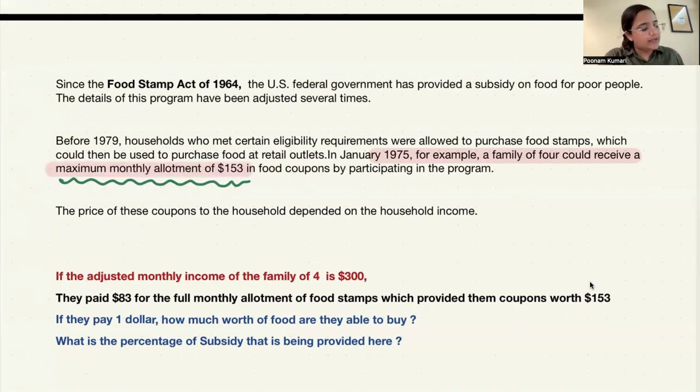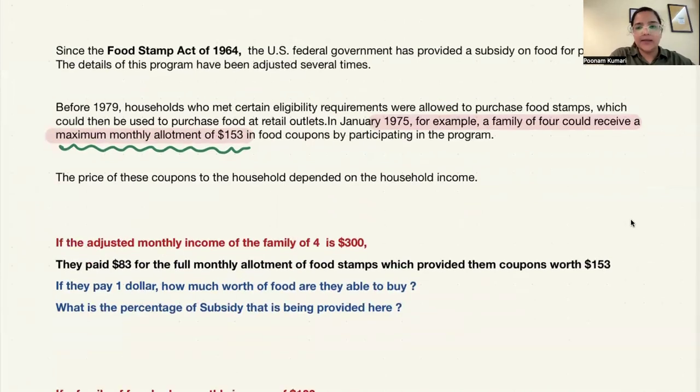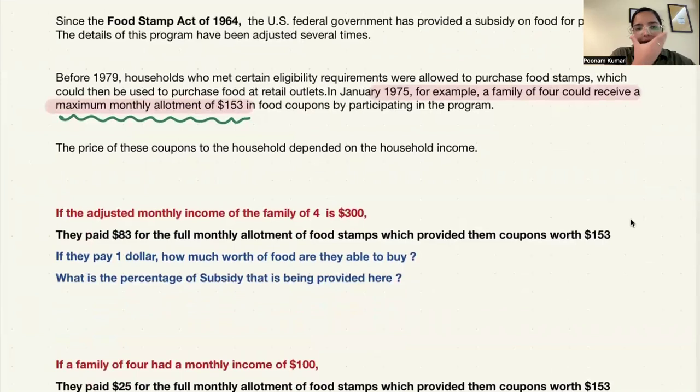So the prices of these coupons to the household depended on household incomes. So what was the situation? What was the program like? Let me explain. So there were families of 4. Unke income pe there were some certain criteria. Based on that, there were charges for those food coupons which allowed them to buy the food at certain prices.